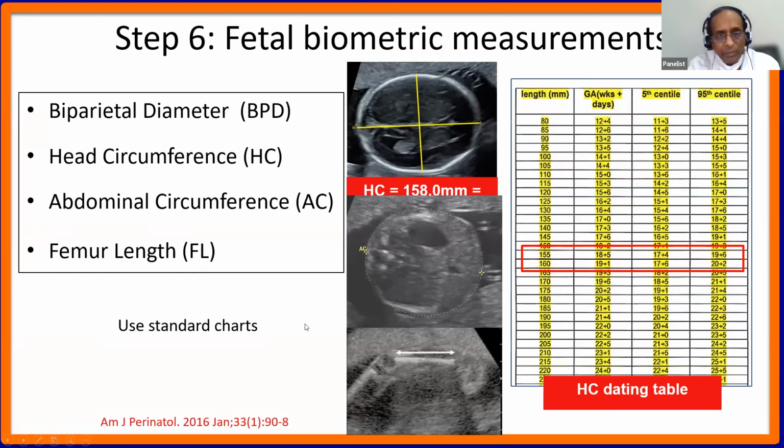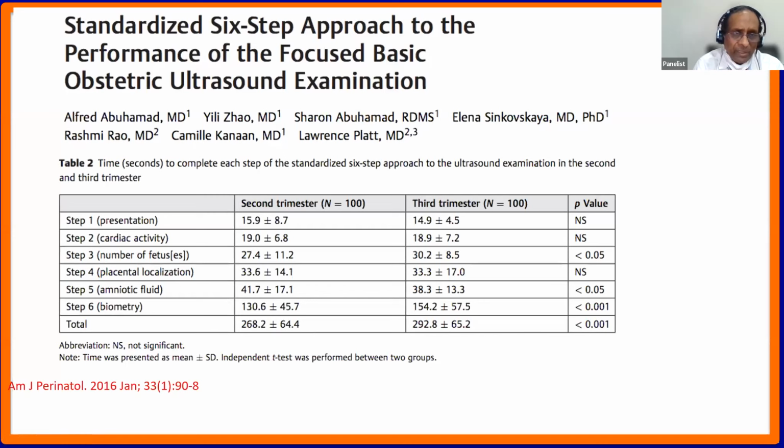Now, these are the 6 steps of the basic examination. You have to remember that these steps hold good for both the second trimester and third trimester. It's been designed that way. So the targeted scan does not come in the 6th step. The targeted scan is a separate step by itself altogether. So these are 6 steps meant to screen the patient for presentation, lie, number, amniotic fluid and cardiac activity.